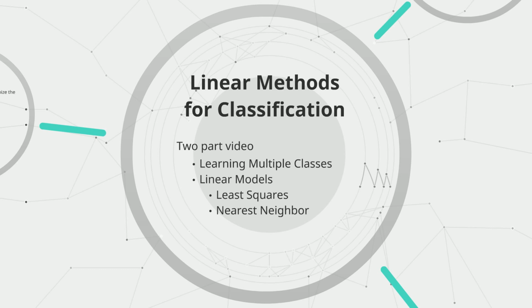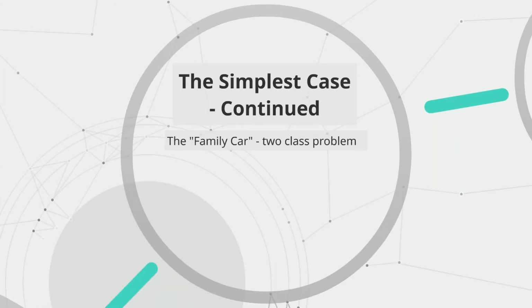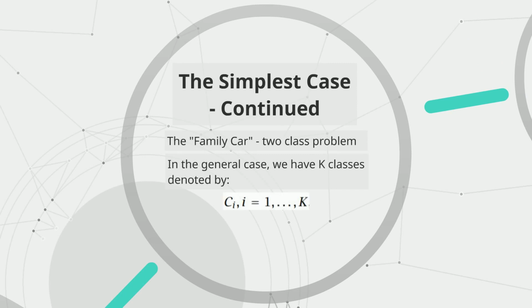And so let's begin. So this is the simplest case continued, and the family car two-class problem is going to expand. In the general case, we have k classes denoted by C_i, where i goes from 1 to our number of classes k. So this is if we don't just have family cars, we also have sports cars, luxury cars, and things like that. So in machine learning for classification, we would like to learn the boundary separating the instances of one class from instances of all other classes.